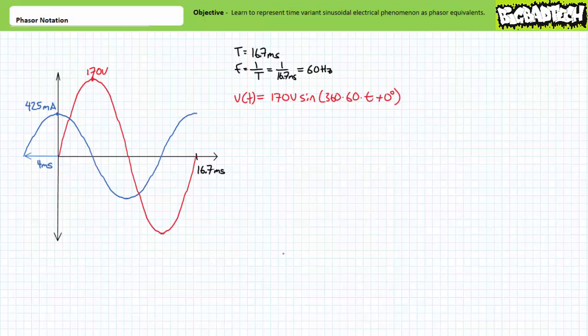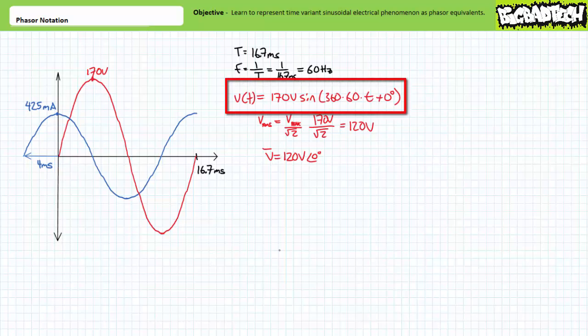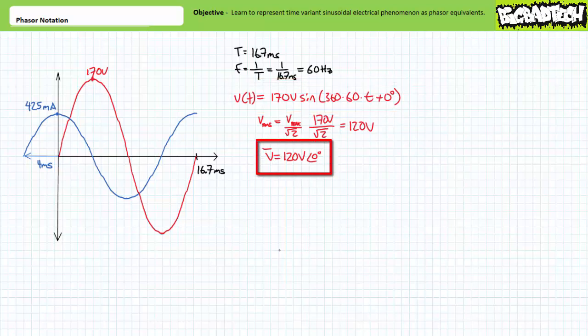The real estate and time involved in expressing this in the time domain could be put to better use using phasor notation. A peak of 170 volts corresponds to an effective value of approximately 120 volts. Voltage expressed in phasor notation is equal to 120 volts at an angle of 0 degrees. Which would you rather drag around all day, the time-variant expression or the light and nimble phasor format? I know which one I'd choose. Let's do the same for current.